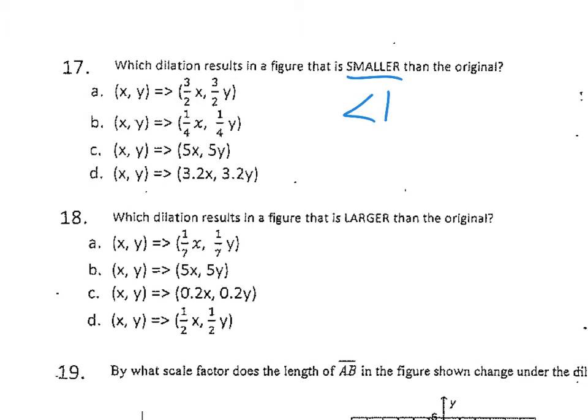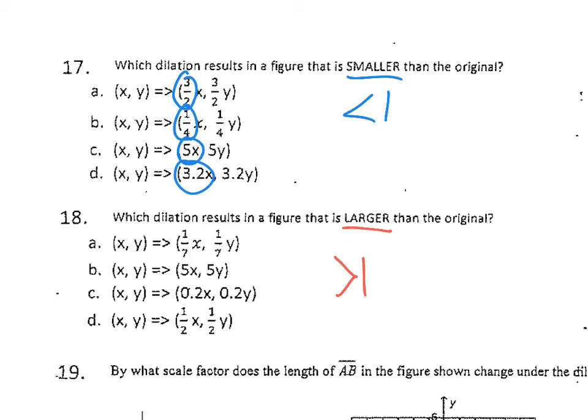So looking at these, take a look at that, see if it's less than 1, less than 1, less than 1. Whichever one is less than 1, that's going to give me a smaller image when I'm finished. Number 18 is almost the exact same thing, except it wants to know which one is going to give you a larger image. So for my image to be larger, my scale factor has got to be greater than 1.